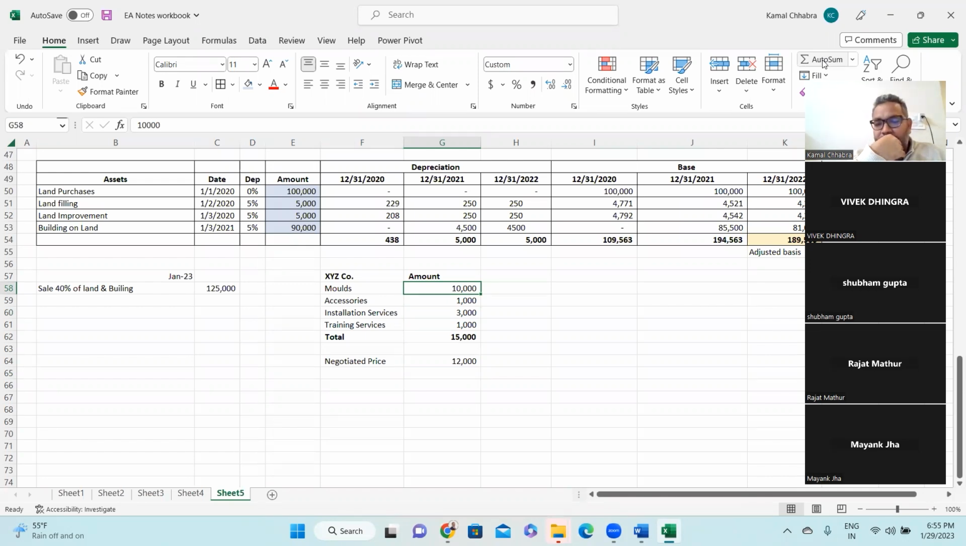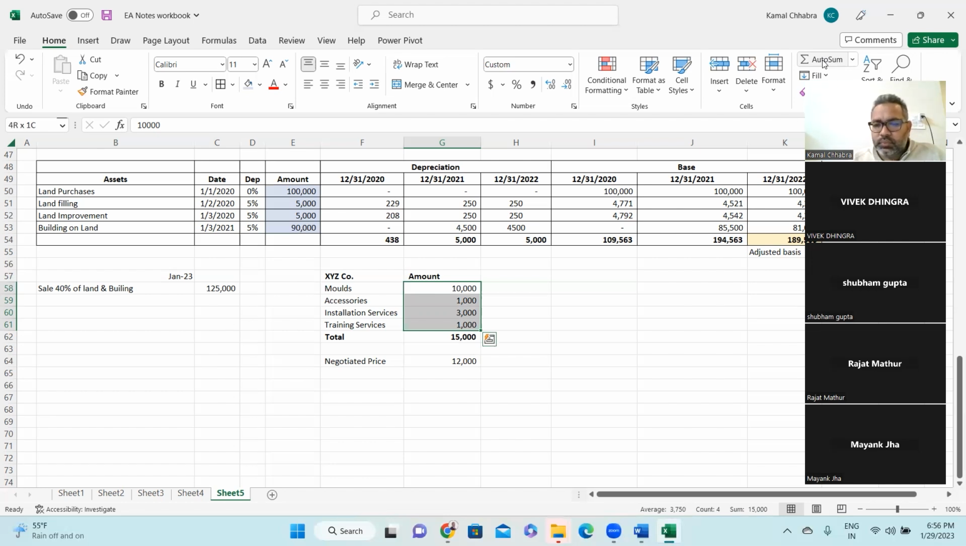$12,000 or $15,000? $12,000, sir. Everyone agree? So among the four, the mold, accessory, installation, training, do we increase one single item or the total? I'm saying all these four things, their value is $15,000, and you have negotiated that at $12,000, and you are paying $12,000. So at what amount will you be recognizing your assets? 15,000 or 12,000?